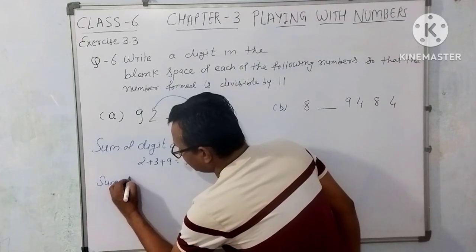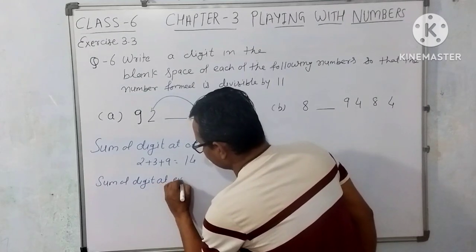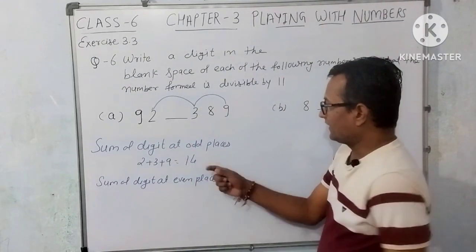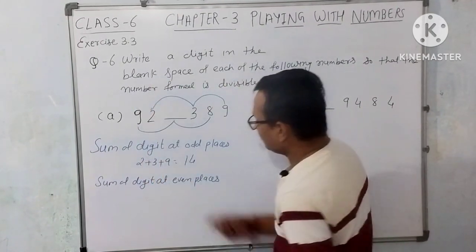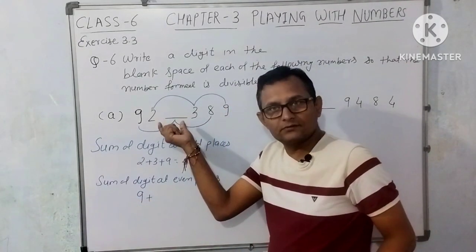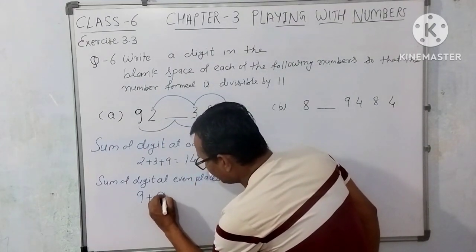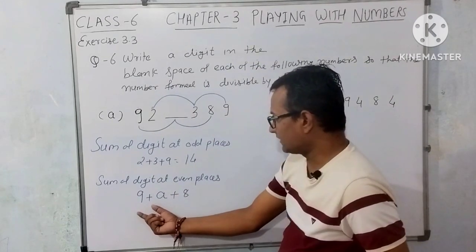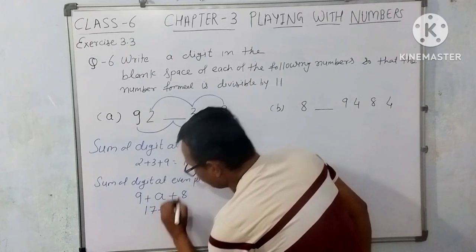Again we have to find the sum of digits at even places. Friends, even places, this one and this one. So we can write 9 plus, we don't know the number which we have to put here, so we can write a, plus 8. So it becomes 9 plus 8, 17 plus a.